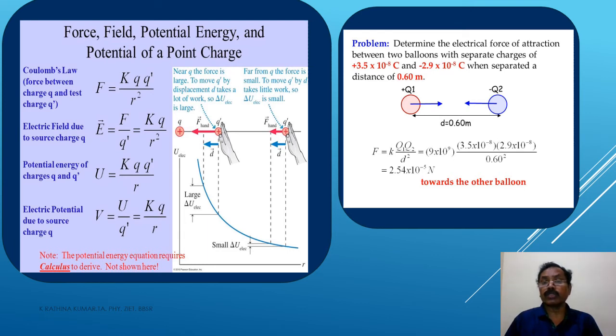One problem is given here. Determine the electrical force of attraction between the two balloons with separate charges plus 3.5 times 10 power minus 8 coulomb and minus 2.9 times 10 power minus 8 coulomb, separated by a distance of 0.6 meter. So as in the diagram, the force can be calculated here.